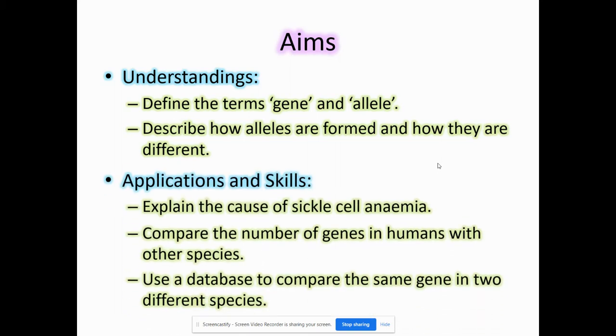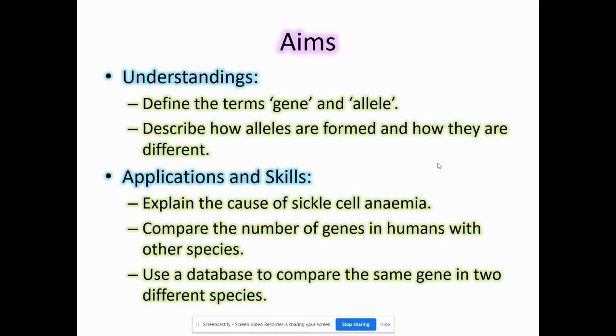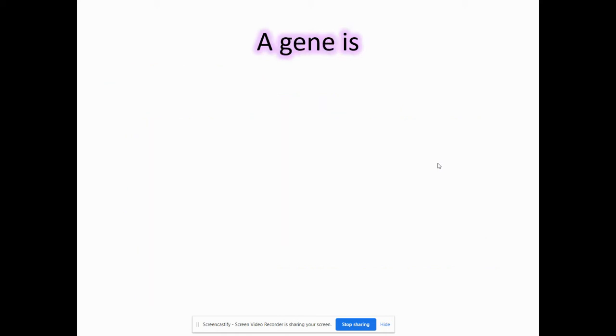Once we've had a look at those understandings, we're going to apply them to some new contexts. So we're going to look at the exact cause of sickle cell anemia and what its consequences are. You already have compared the number of genes in humans with other species, but what we're now going to do is use a database to compare the same gene in two different species, just to see how similar and how different they are. So let's begin, and first of all, let's talk about what a gene is.